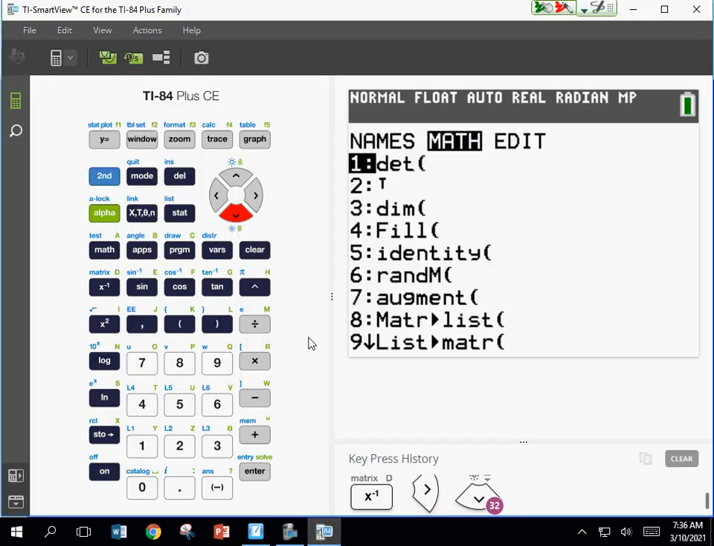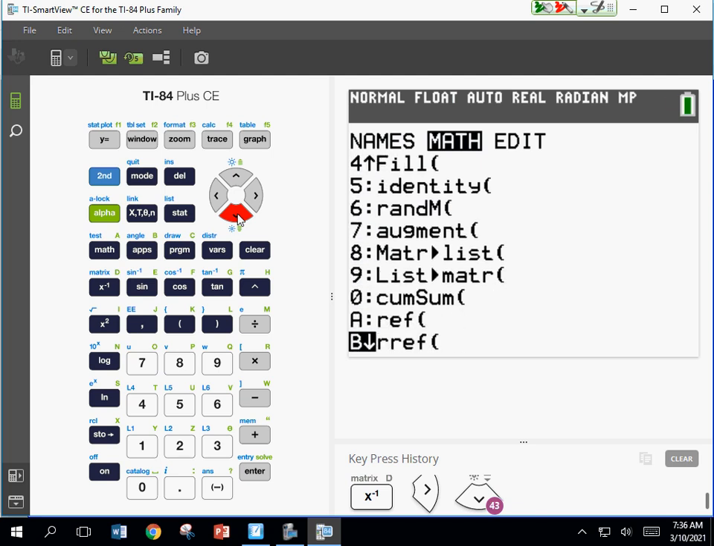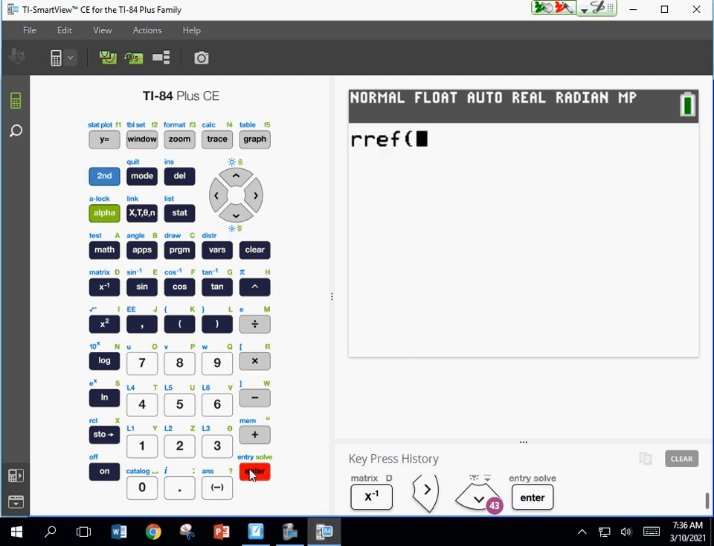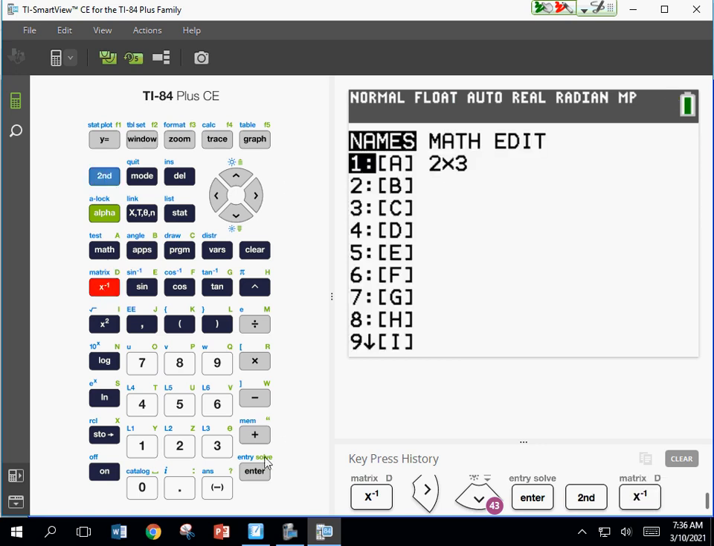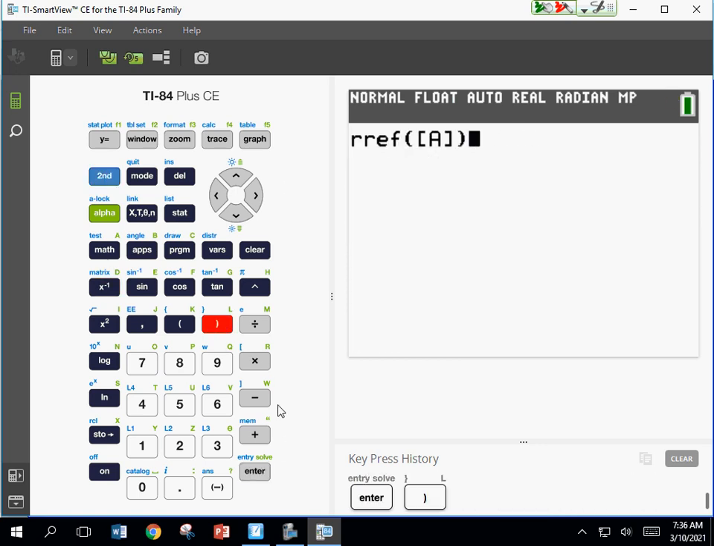All right, so then you're going to scroll down to, down here is going to say RREF. You're going to select that. Then you're going to go back to second matrix under names, and you're going to select the first matrix.